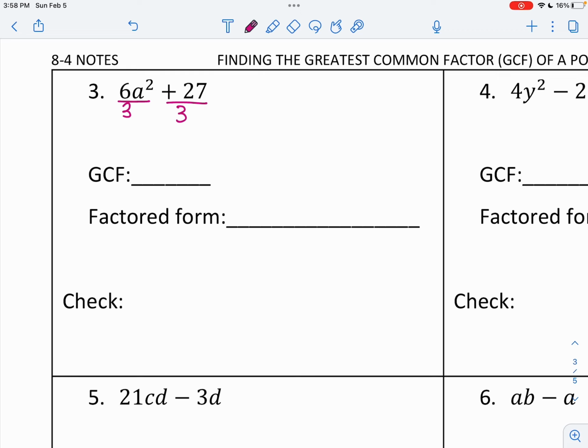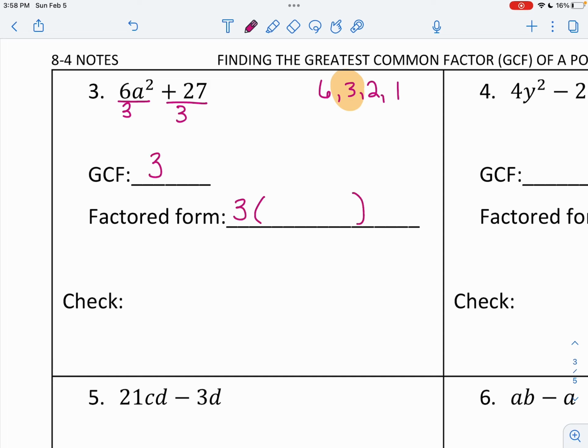Okay, so I just thought of my factors of 6. Those are my factors of 6. I thought of the factors from the smallest one, and I found the greatest in that list that worked. Now, can I take an A out of both of these? No, because they don't both have an A. So my GCF is simply a 3.